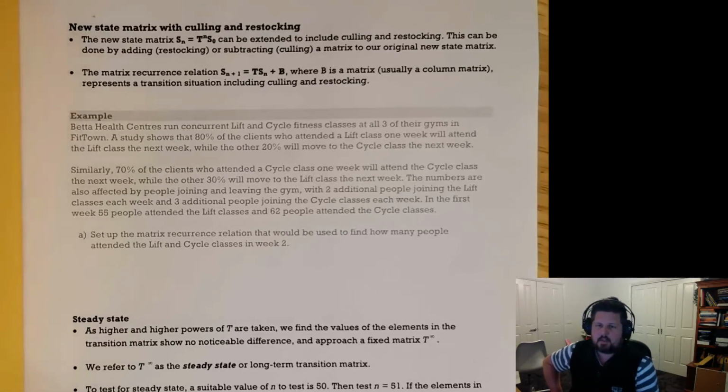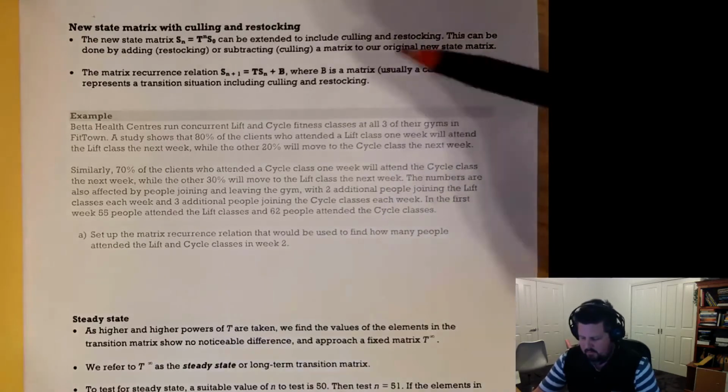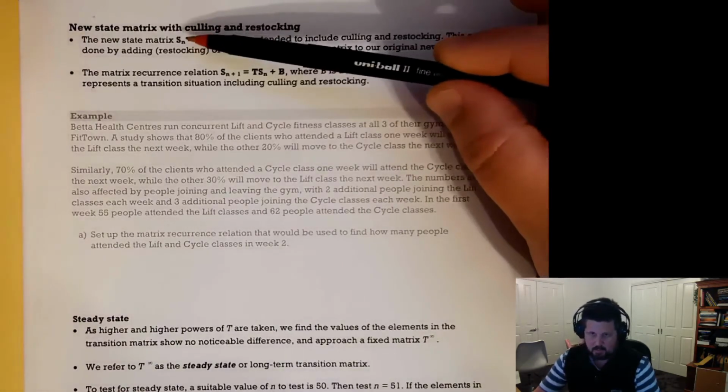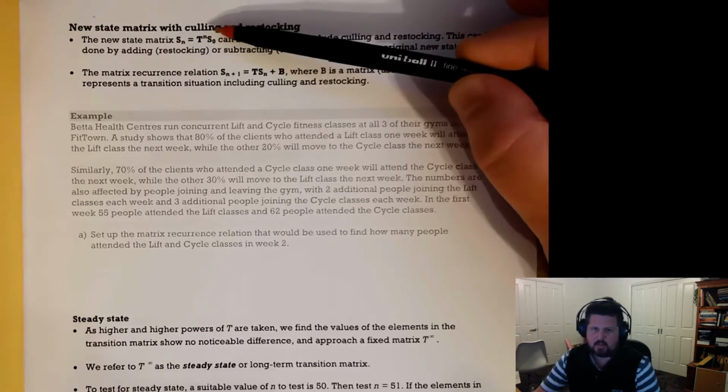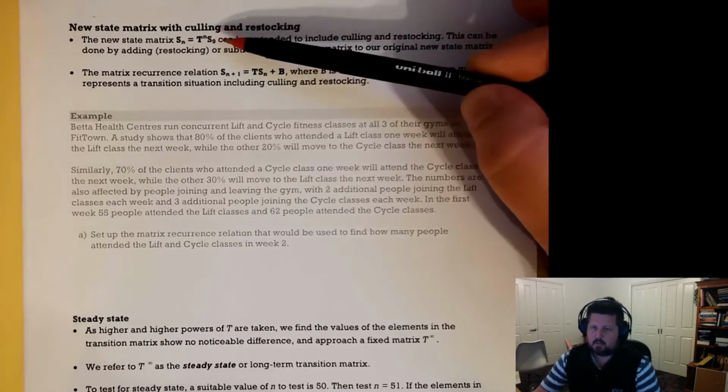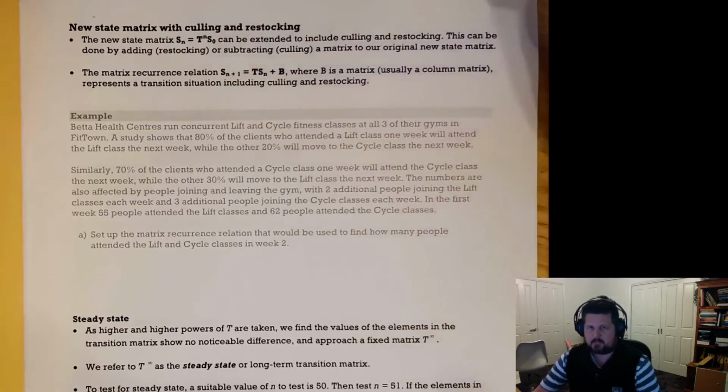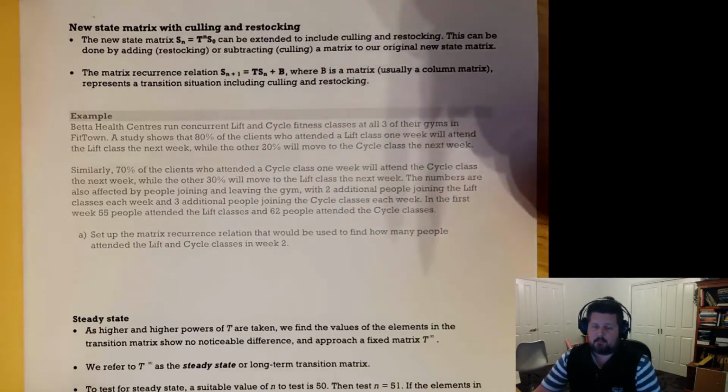So, last time we spoke, we looked at new state matrices, and we saw that you could have state n being equal to the transition matrix to the power of n multiplied by the initial state matrix. Now, the cool thing about this is we can build upon that particular functionality to introduce what's called culling and restocking.